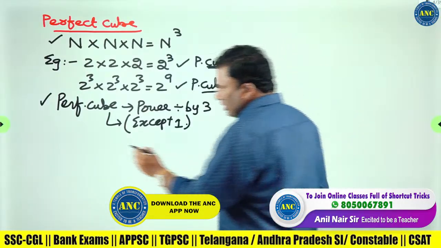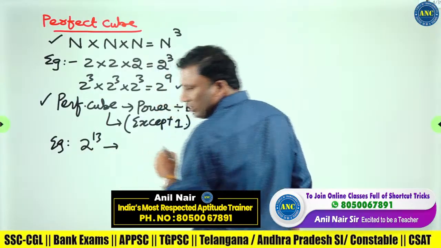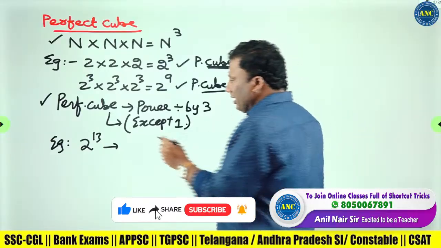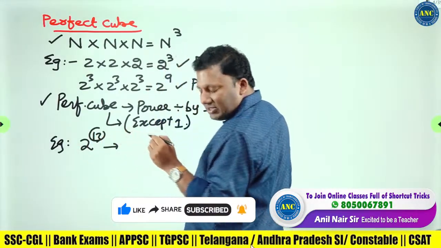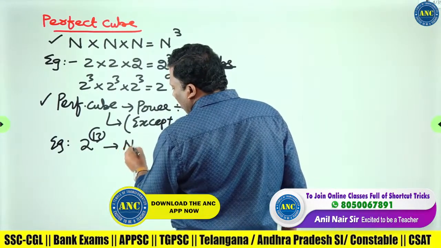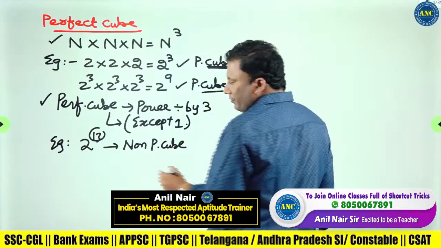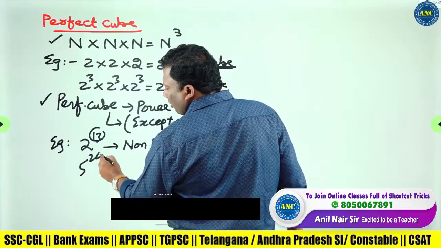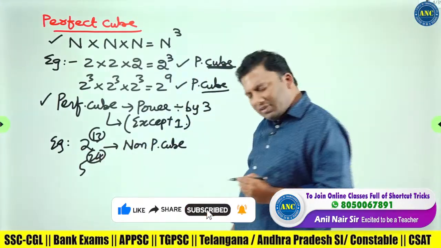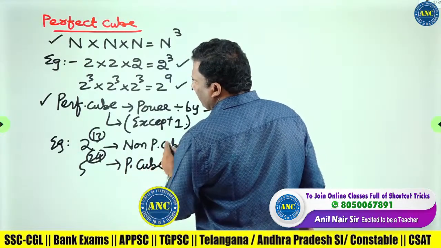Okay. Example. Is 2 power 13 a perfect cube or not? Power is 13. Is 13 divisible by 3? 3 fours are 12, 3 fives are 15. It is a non-perfect cube. 5 power 24. What is the power? 24. Is 24 divisible by 3? It is a perfect cube.